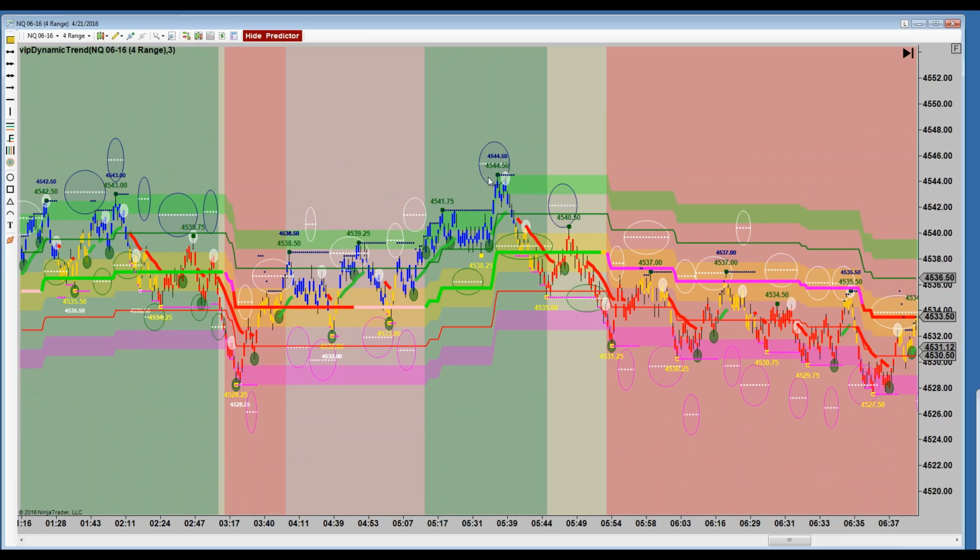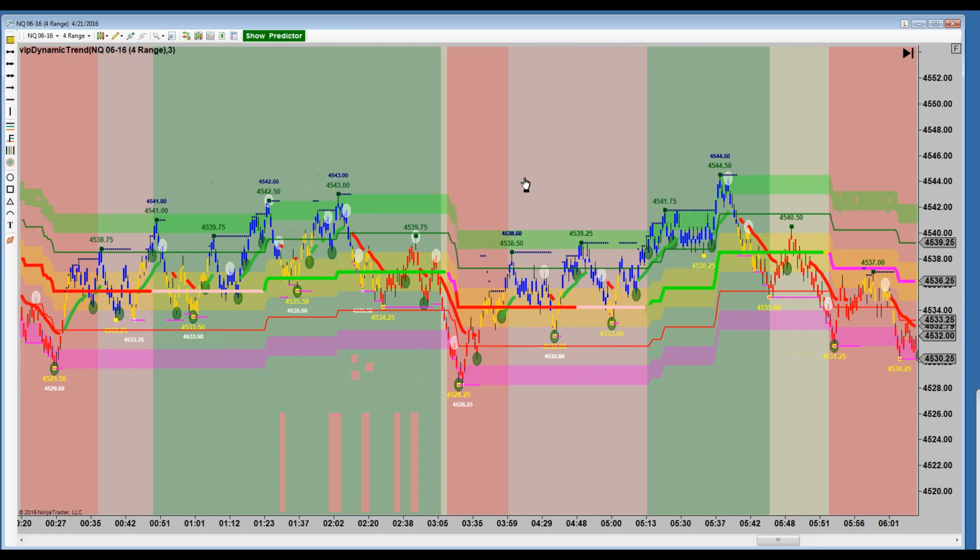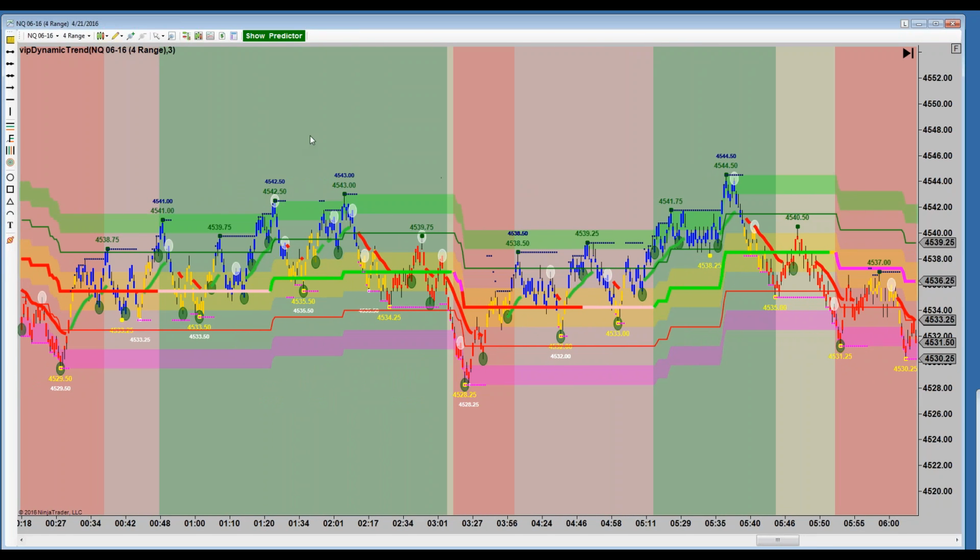One of the things that adds just a little bit of clutter to the chart is these predictor ovals. It's very easy to toggle those on and off. Just simply hide predictor. Click on this button right here and it will take them off your chart. So if you like something kind of what you see in the room without a lot of clutter, that's how you would do it.